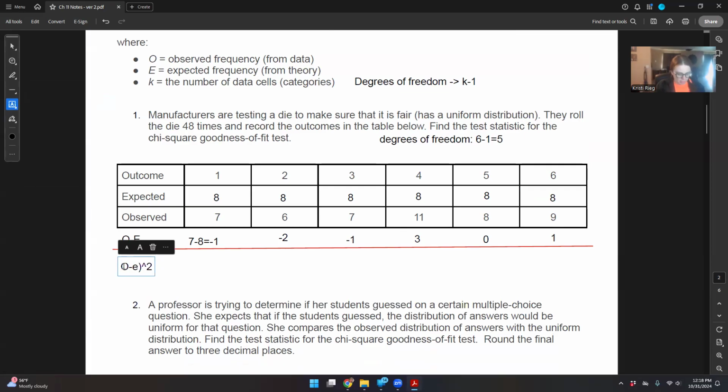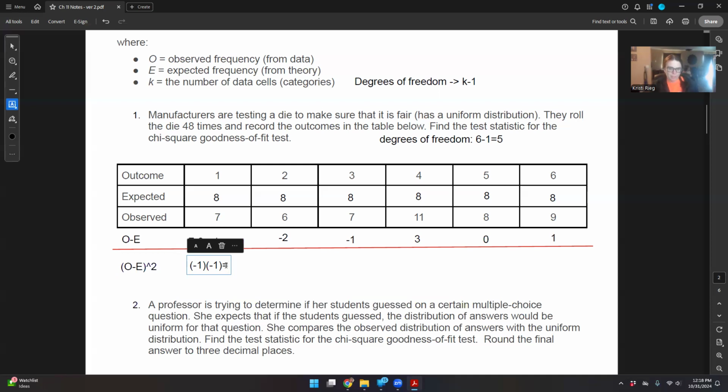And what that means is it's going to become positive. -1 times -1 is +1. Okay, I get it. Mute my phone. -1 times -1 is +1.